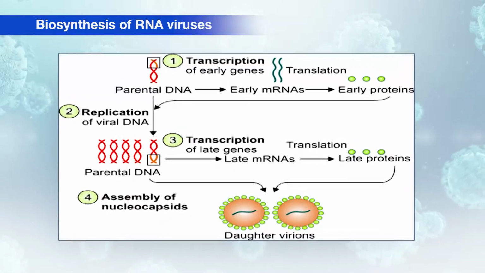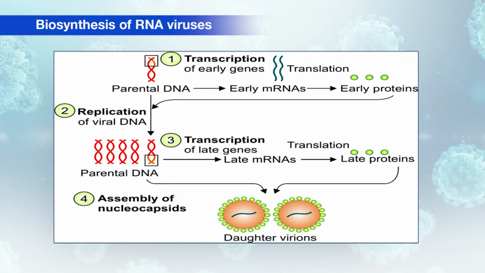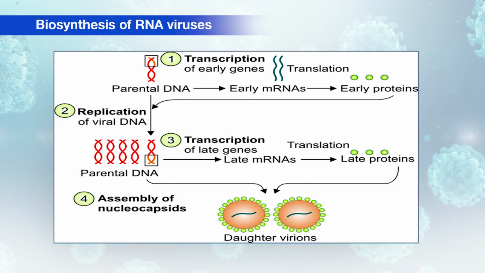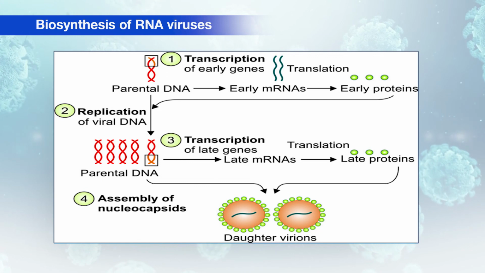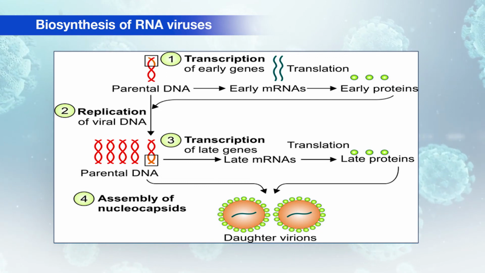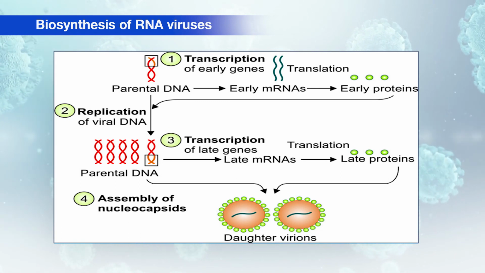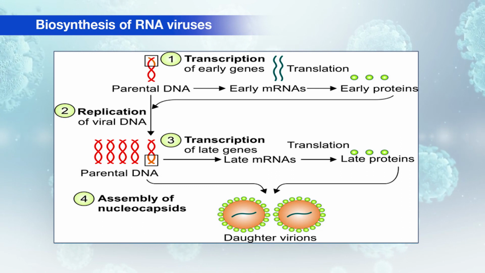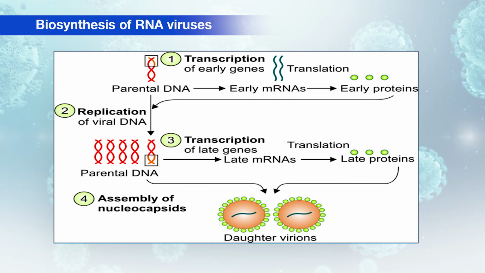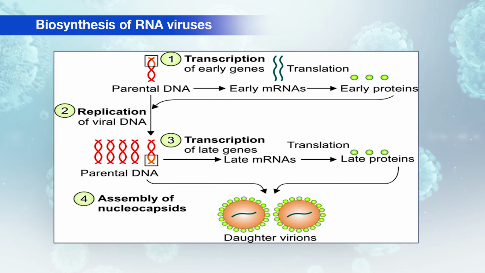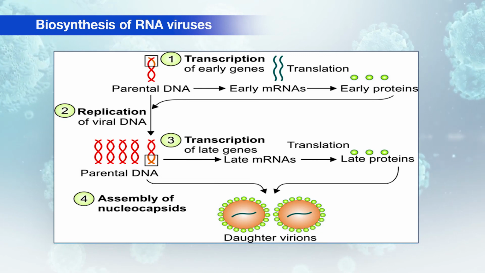In the biosynthesis of DNA viruses, as you can see, the first step is transcription of early genes, and from the parental DNA we get the early mRNAs, from which early proteins are synthesized through translation. In the next step, replication of the viral DNA, you get multiple copies of parental DNA, and when the transcription of these occurs, you get the late mRNAs. Thereafter, translation leads to late protein production.